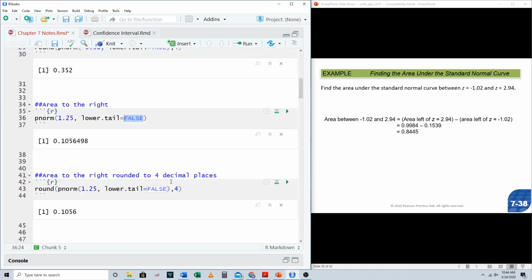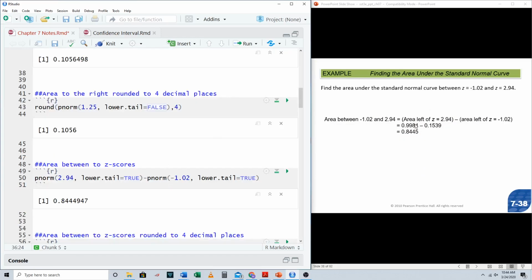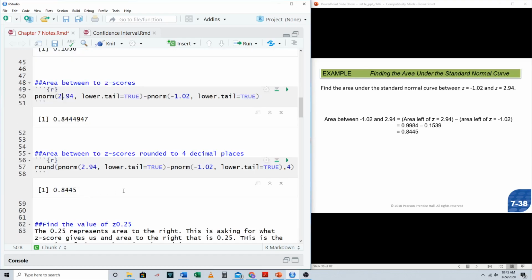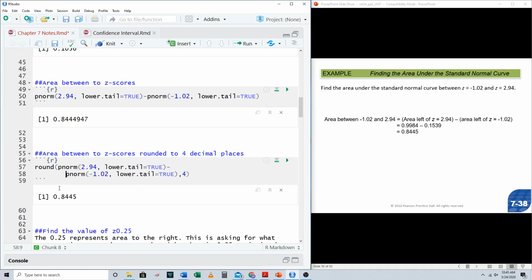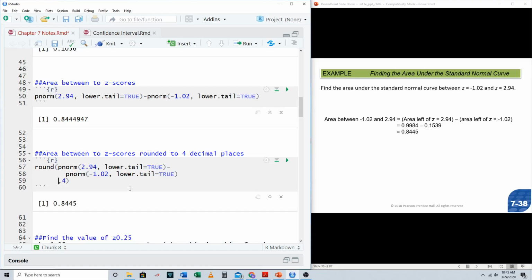And then we had area between. Now, area between is basically just 2 lower tails, area to the left minus area to the left. The big thing is you have to make sure you do this in order. You want to pick the biggest value first. So when they said find the area between negative 1.02 and 2.94, you're going to put the biggest value first. So pnorm of 2.94, lower.tail equals TRUE, minus pnorm of the smaller z-score, negative 1.02, lower.tail equals TRUE. And again, you can round this. I'm going to do this to make it easier so we can see it all. All right, so we can see all the rounding.